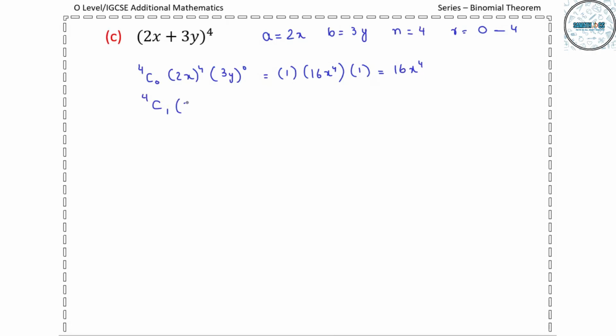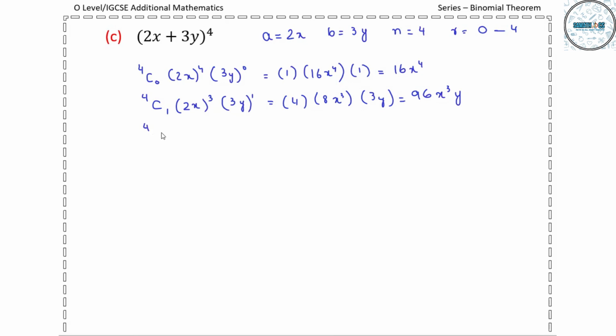4c1, 2x with power 3, 3y with power 1 is equal to 4c1 is 4, 2x with power 3 is 8x cube, 3y with power 1 is 3y. So the final answer is 96 x cube y.